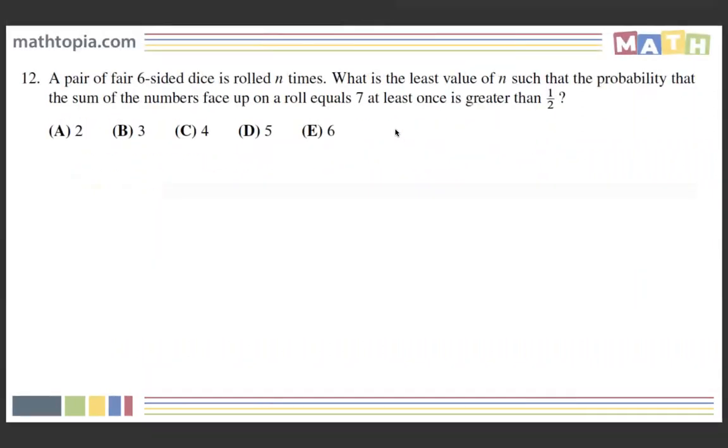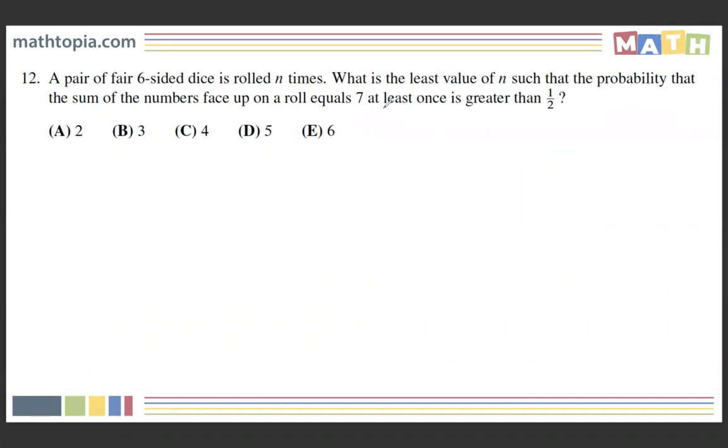Okay, this is AMC 10B problem 12. A pair of fair six-sided dice is rolled n times. What is the least value of n such that the probability that the sum of the numbers face up on a roll equals 7 at least once is greater than 1/2?